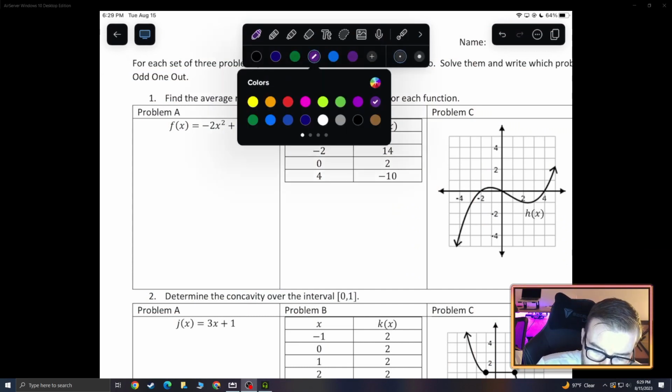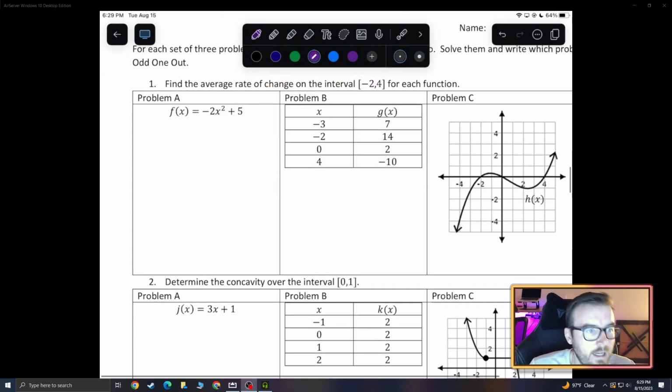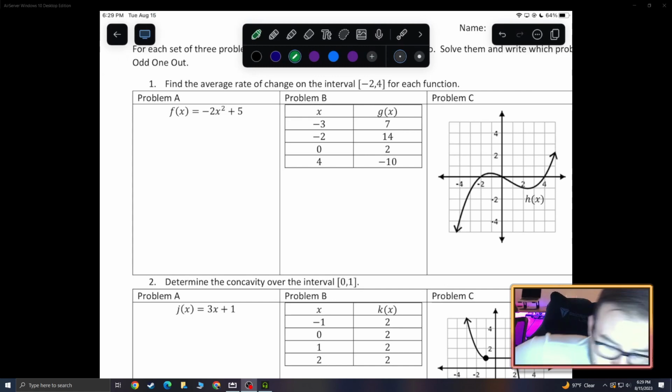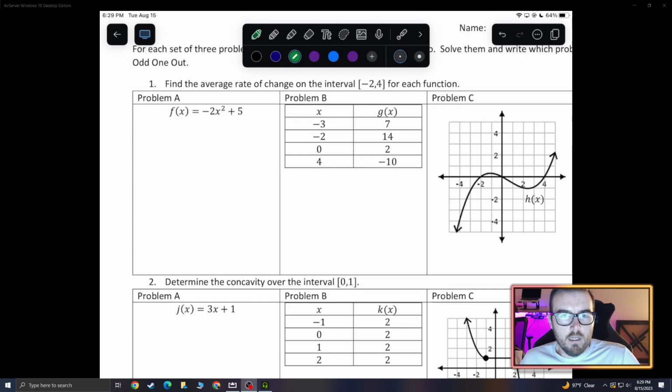I wanted to make a video about this odd one out activity. I wanted to go through it a little more formally in a video. I touched on some things in class, the things that I think are the most important, but I wanted to touch on the whole thing in its entirety. So let's walk through this together.